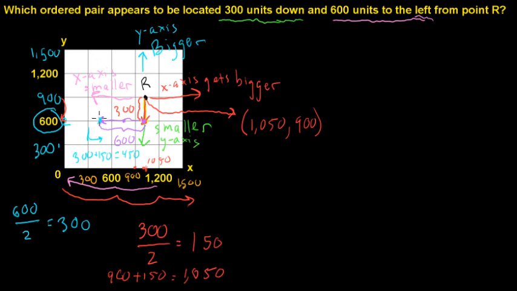So the new ordered pair, let me write it over here, is going to be the x-axis, which is 450, and the y-axis, which sits right here at 600. And that's all you have to do to solve that problem.